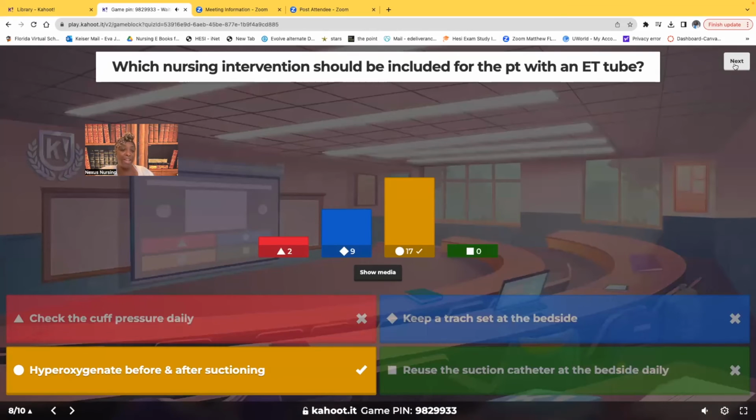Very good. Most of you guys chose the correct answer. You are going to hyperoxygenate the patient before and after suctioning, okay? You're going to make sure that you have another catheter and bag valve at the bedside.